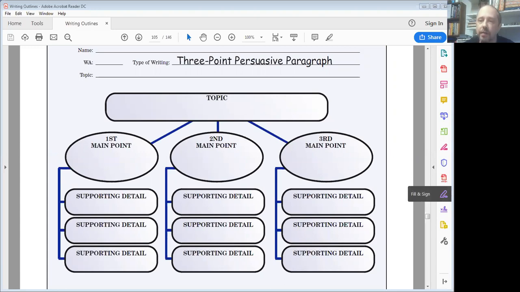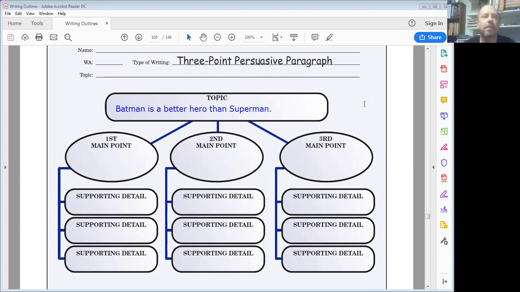And so in that regard, I am going to pretend that I am writing a three-point persuasive paragraph on this topic right here, which is that Batman is a better superhero than Superman, a better hero than Superman. All right, perhaps a controversial claim, but in any event, this is what I'm going to go with. And so I need some main points now. I need some data that I can explain to my reader.